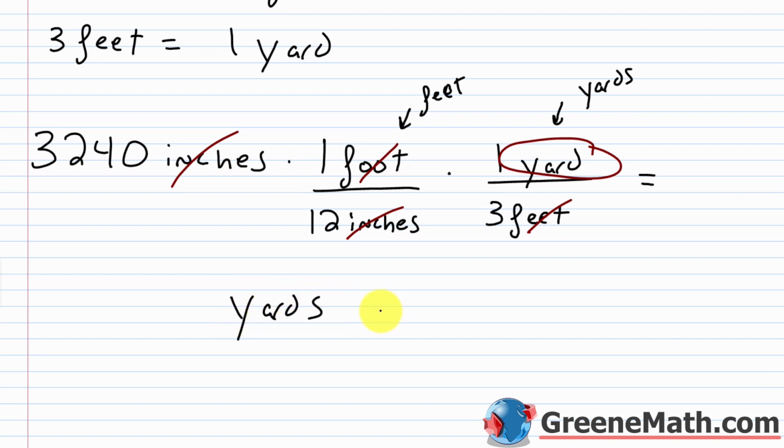And I'm just looking at a basic problem with fractions. 3,240 times 1/12 times 1/3. So 3,240 divided by 36. So 36 will not go into 3 or 32. It will go into 324. Looks like 9 times. What's 9 times 36?